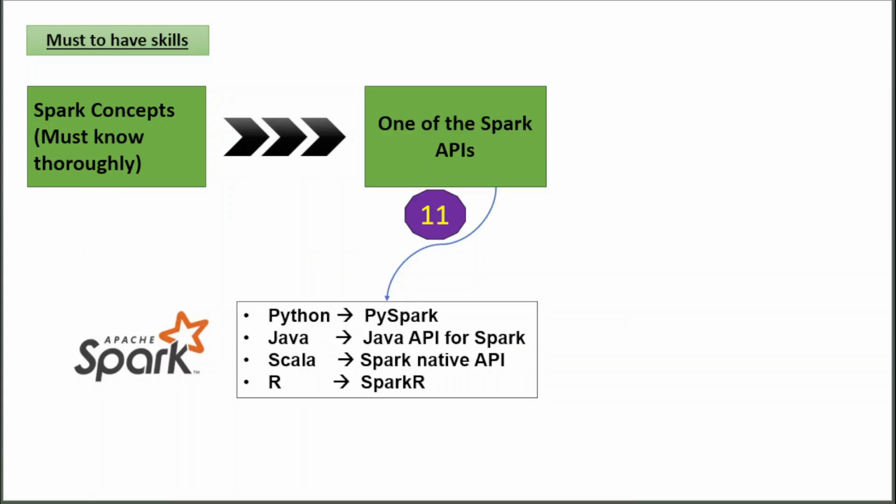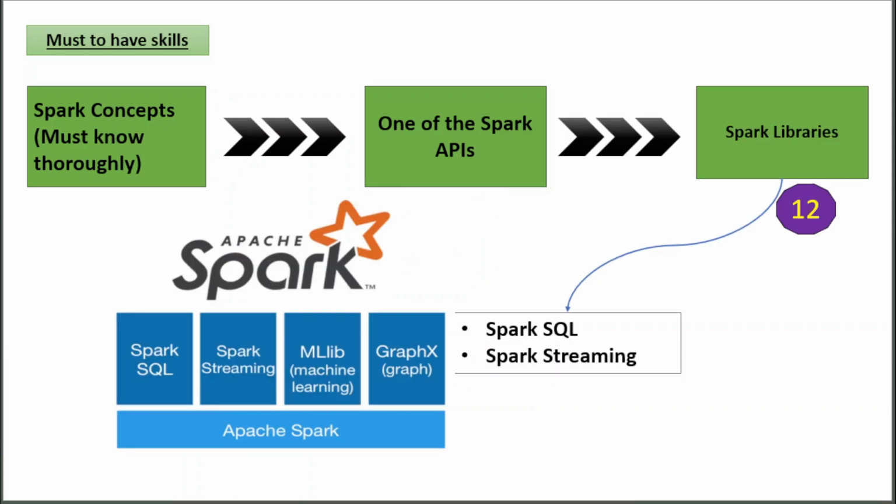Point number 11 also talks about the Spark APIs. You can go with PySpark if you are from a Python background, because that is the most famous one. Otherwise, you can choose any other API, Java, Scala or R, for doing your coding in Spark. Point number 12 again talks about the Spark libraries. At least you should be learning about the Spark SQL and Spark Streaming libraries. There are other libraries like machine learning and GraphX, but those are most relevant to data scientists and not to data engineers. So you can focus on the SQL and streaming libraries.